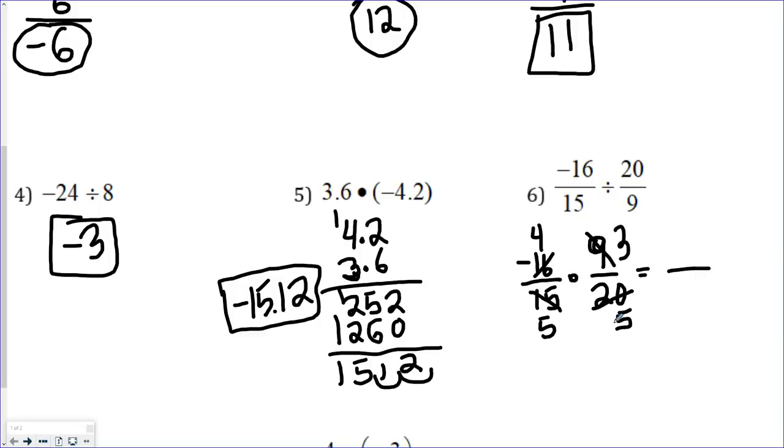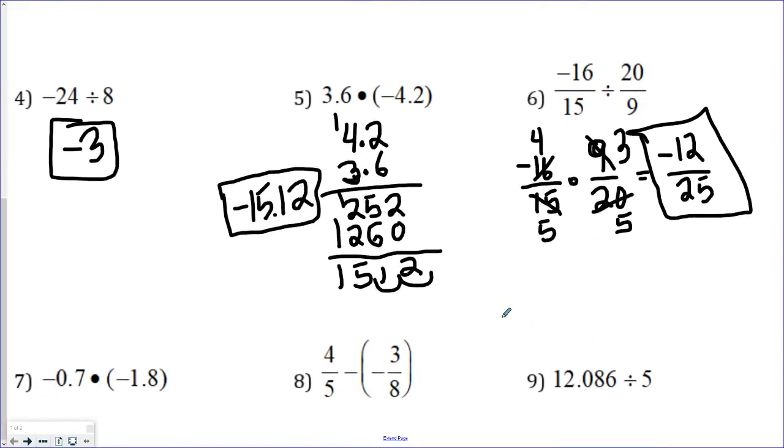So now we're going to combine the like terms. So negative 4 times 3 is negative 12. 5 times 5 is 25. And there's your answer, negative 12 over 25. And again, the signs disagree, so my answer is going to be a negative. So that sticks around, same rule for all multiplication and division. Agreeing signs is positive, disagreeing signs is negative.